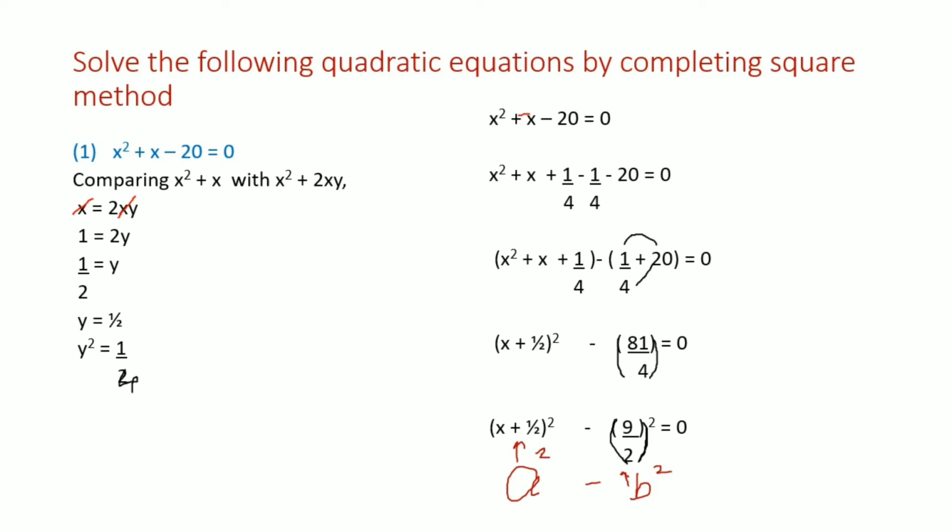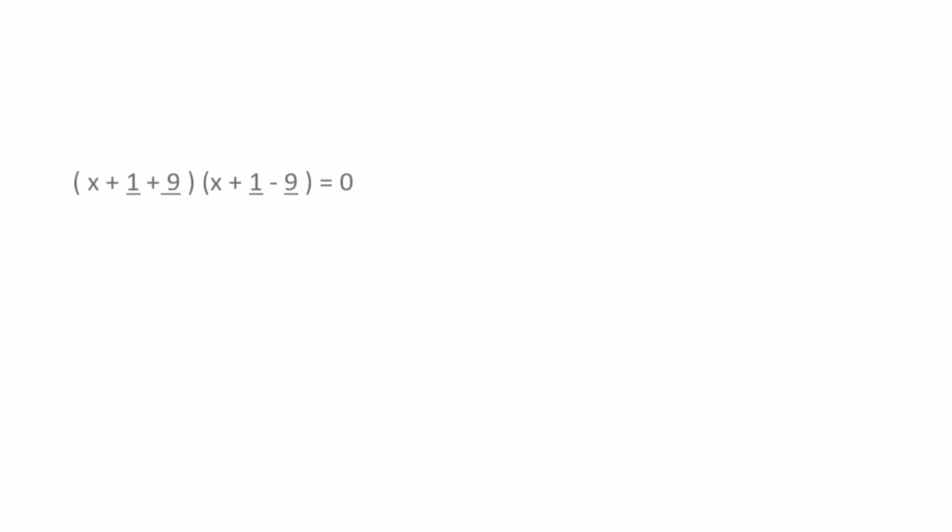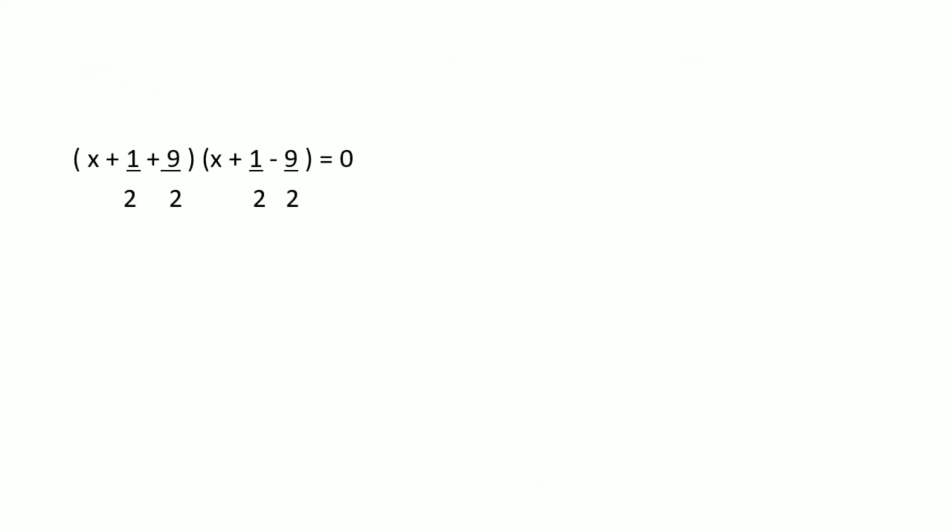So what is its expansion? a plus b, a minus b, correct? So a plus b means x plus 1 upon 2 plus 9 upon 2. This is your entire a, and this is your entire b. So a plus b, a minus b. This is the expansion here, and then we are just going to solve this further to get our answer.